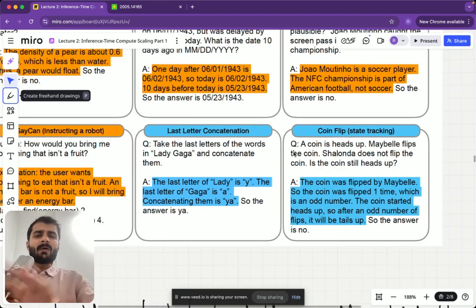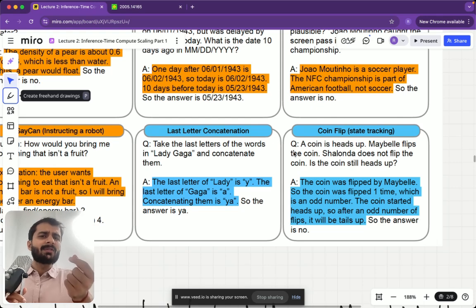So these are the different input output examples which are given in the prompt through which the LLM can understand that maybe the user wants me to not directly give an answer but to think of the steps before I give the answer.